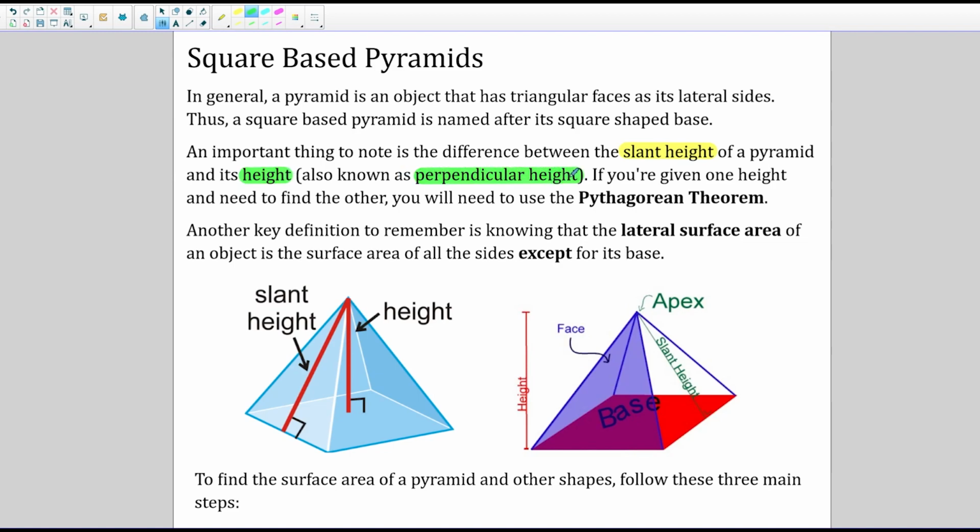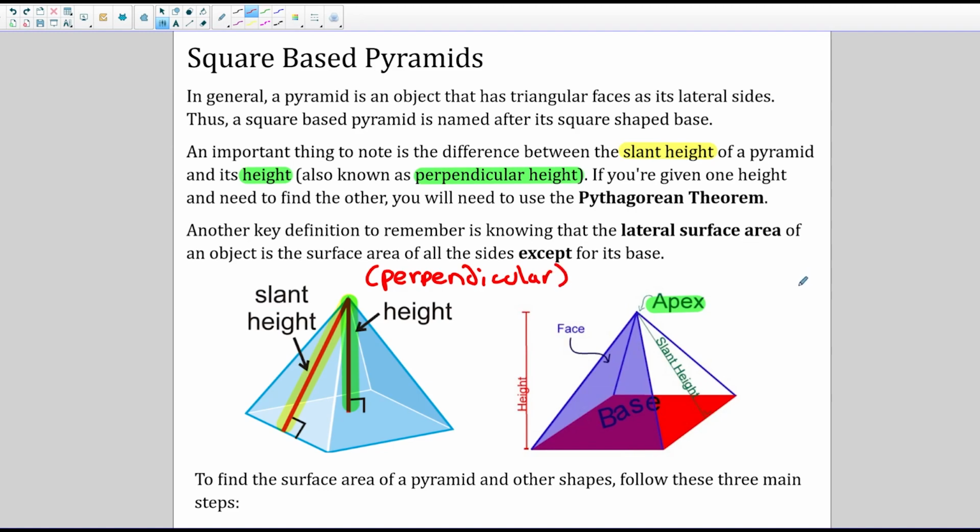perpendicular height. Now there's going to be a slight difference between them, as we can see in the diagram over here. The slant height of a pyramid describes the height along the side of the pyramid, whereas on the other hand, the perpendicular height takes the height straight down from the apex, or the very tip of the pyramid at the top, right down to the very center of the pyramid. So that height, once again, is also known as a perpendicular height. So I'm going to go ahead and write that down here.